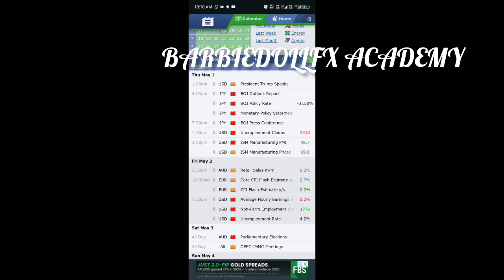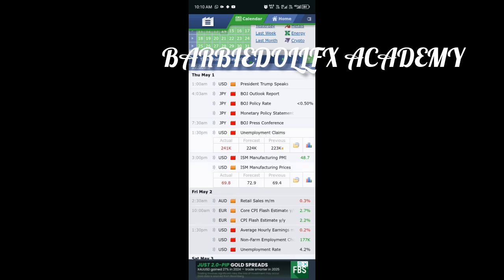So now, if you come to forexfactory.com and you are seeing a red folder on USD, you see this one, 1:30 p.m. Nigerian time, USD. You see what they wrote: unemployment claims. Once the news comes out, you will see the actual number, the forecast and the previous. They calculate it.